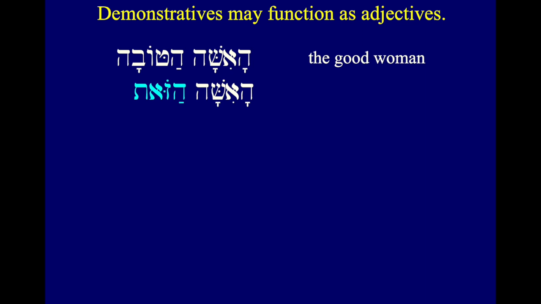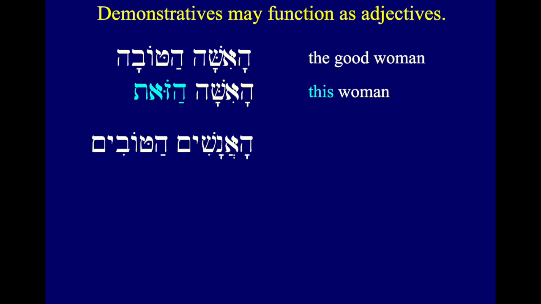Now, if I say ha-isha ha-zot, remember zot is my feminine singular demonstrative. Zeh, zot, ela. Those are my three demonstratives. Ha-isha ha-zot is the woman, the this, or this woman. So notice it's following after the noun, and it's agreeing in definiteness.